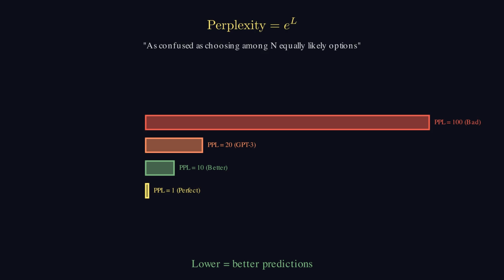Perplexity is simply 2 to the power of the cross-entropy loss, or equivalently, e to the power of the loss if using natural log. A perplexity of 20 means, on average, the model is as uncertain as if it were choosing uniformly between 20 options. Lower perplexity is better. A perplexity of 1 would mean the model predicts every next word perfectly. GPT-3 achieved a perplexity around 20 on standard benchmarks. Modern models are lower. When you read that a model has lower perplexity, now you know exactly what that means. Its softmax probabilities are closer to the true distribution.